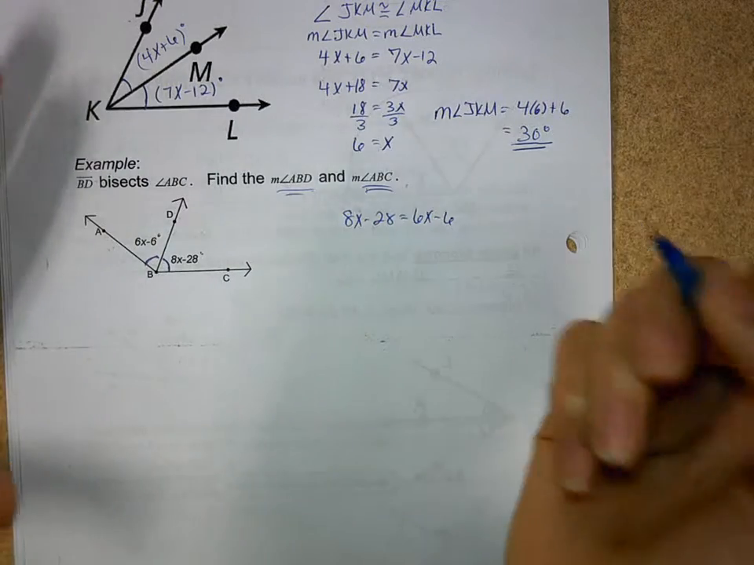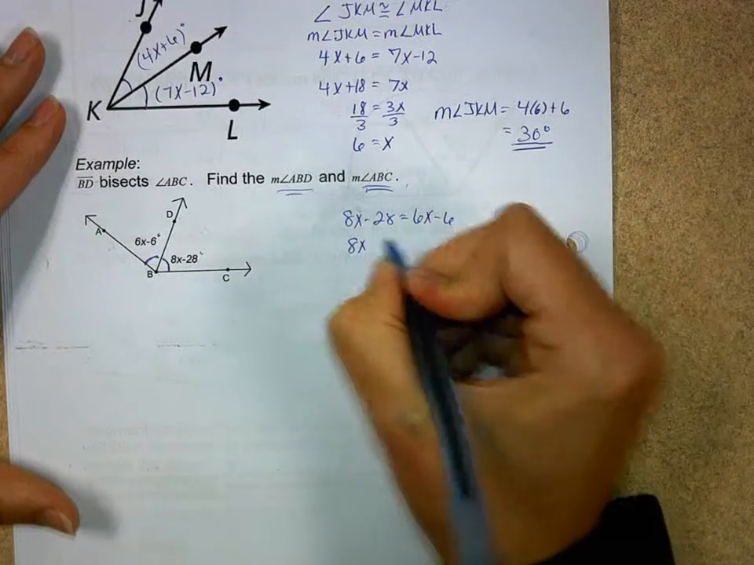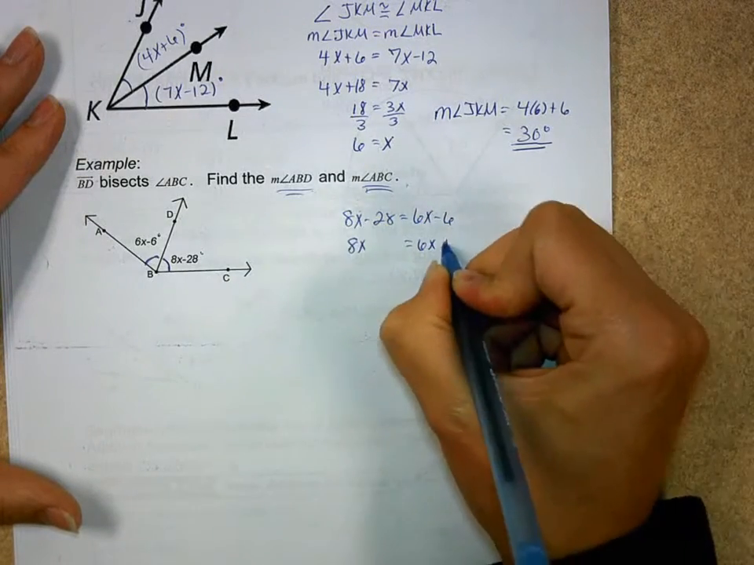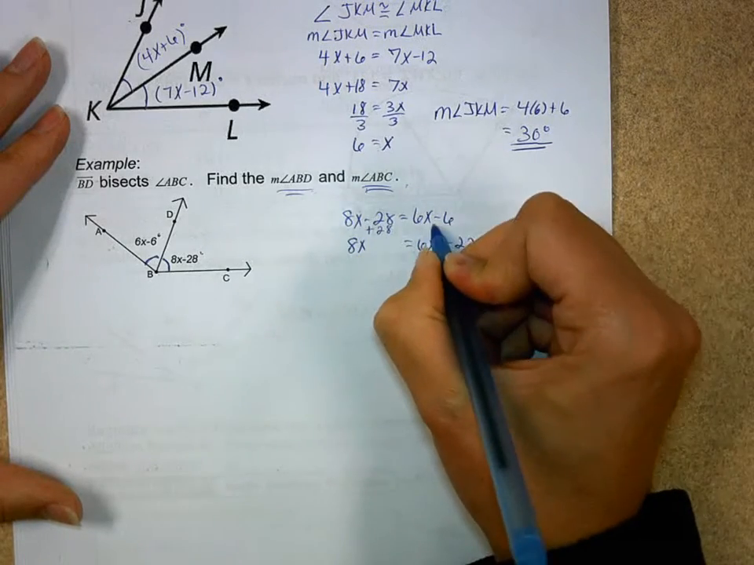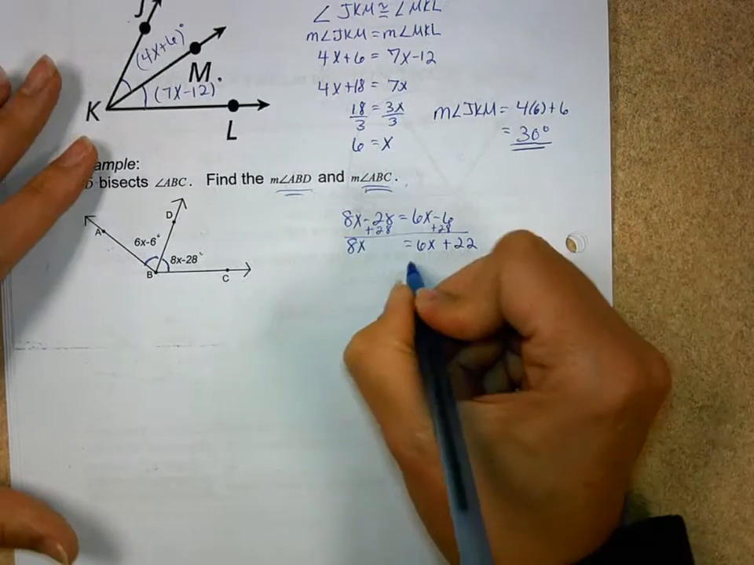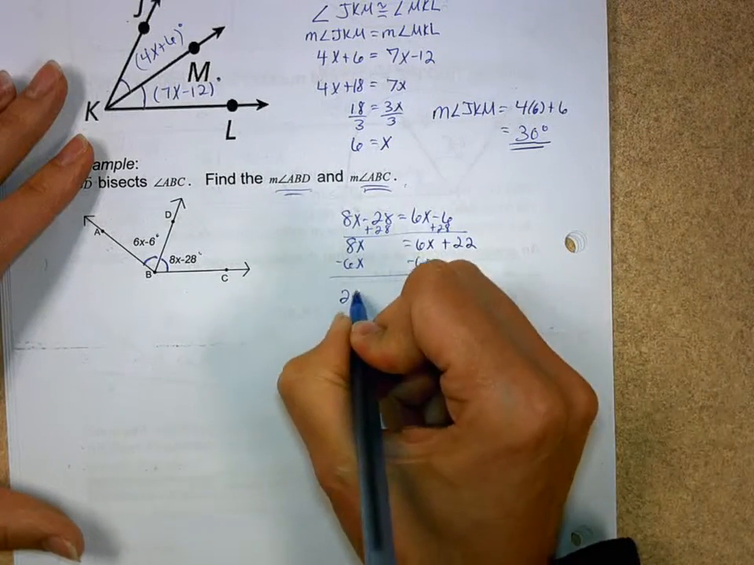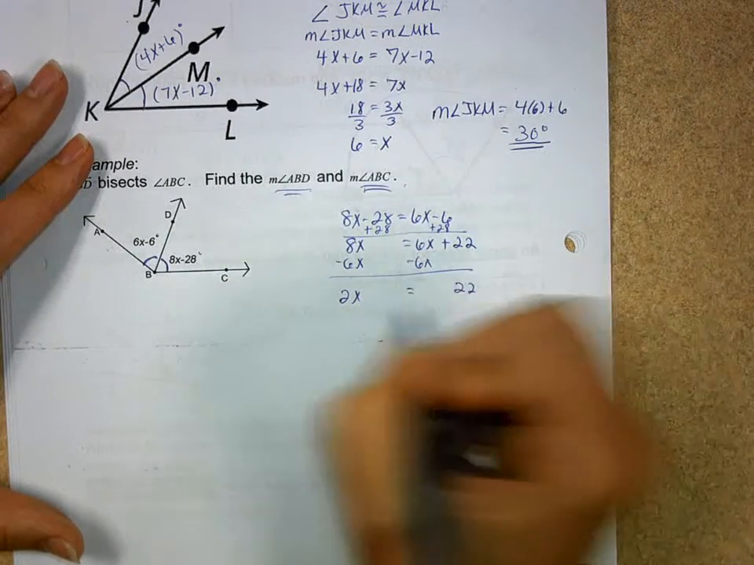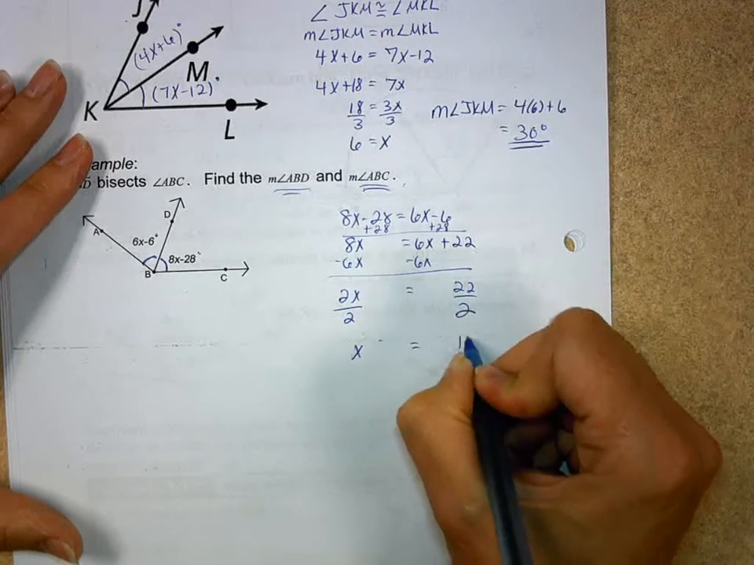I'm going to go ahead and subtract. No, let's add 28 to both sides first. Or add 28 to both sides. And I get a positive 22. Now again, some of you need to show this or you get lost in the process. Don't do that. Subtract 6x. Show the work if you need to. 2x is equal to 22. Divide by 2. Divide by 2. X is equal to 11.